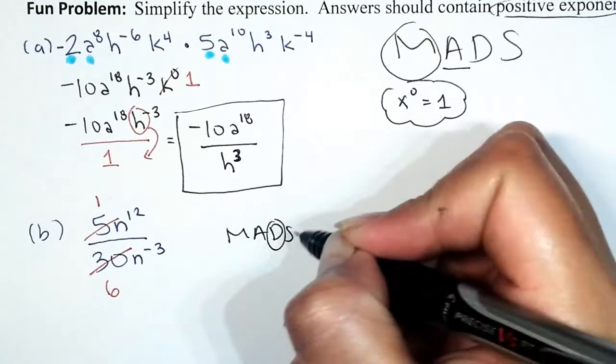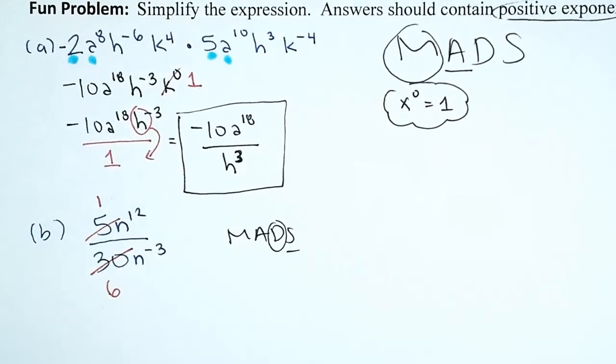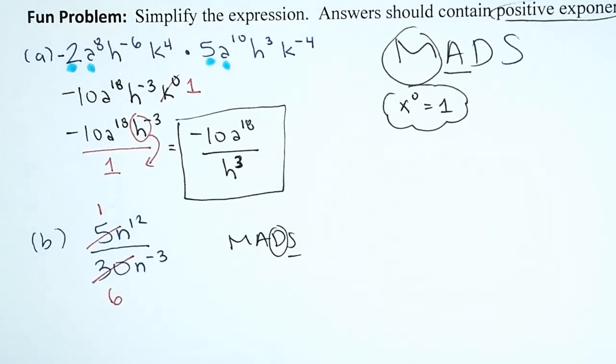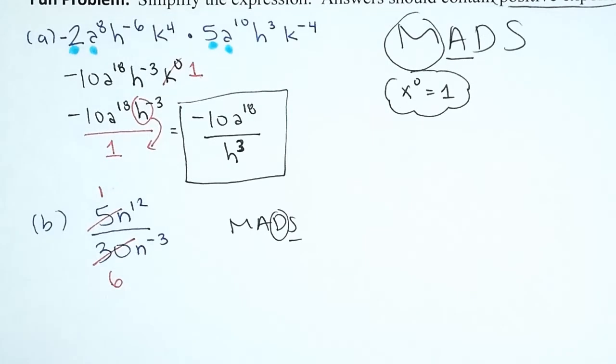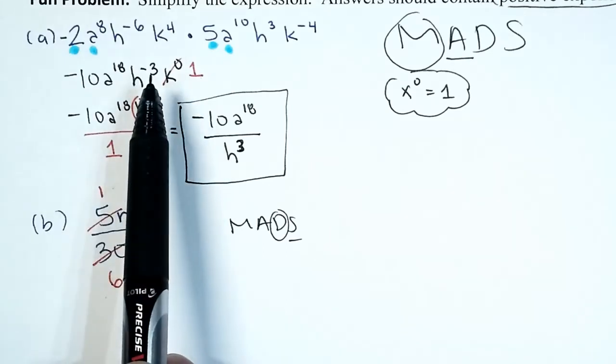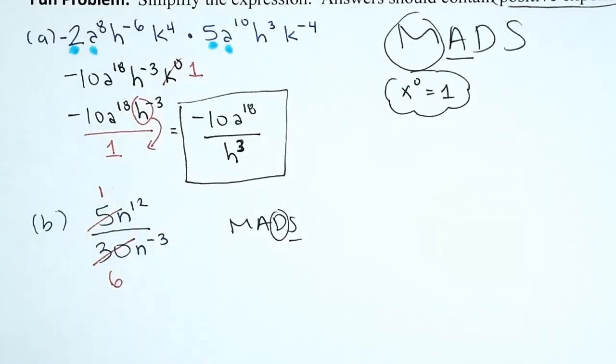If we have a division problem, we're going to keep the base and subtract the exponents. It doesn't matter which exponent you subtract, but the recommendation was this. To avoid having a negative exponent in the solution, always subtract the smaller exponent. In this case, the smaller exponent is negative 3. Well, guess what? We're going to subtract the negative 3.